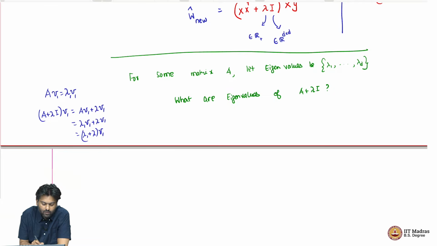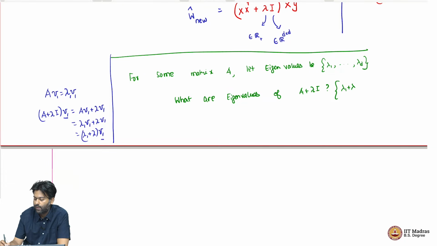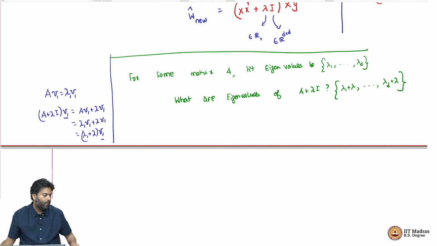Which means v1 is also an eigenvector of A plus lambda I, but with eigenvalue lambda 1 plus lambda. So, you are adding lambda to the eigenvalues, right. So, these eigenvalues then are going to be just lambda 1 plus lambda, dot dot dot, lambda d plus lambda. These are going to be the new eigenvalues. So, what are we going to gain by this?